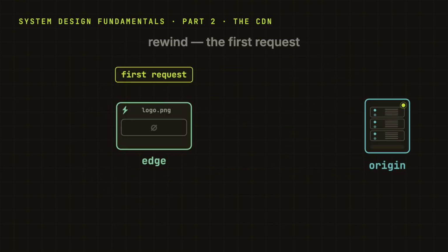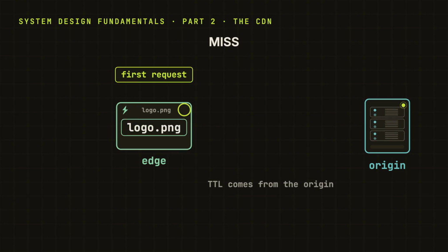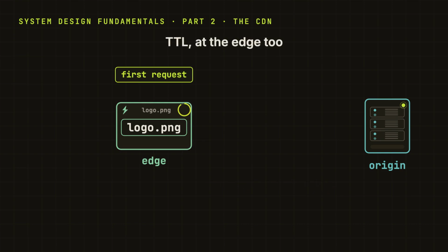And how does the content get to all those edge servers? The common way is called pull. The first time a user in a region requests an image, the nearby edge does not have it yet. A miss, so it fetches it once from your main server, which we call the origin, keeps a copy and serves it. Every user after that in that region gets the local copy, a hit, just like our cache, but spread across the globe. And it uses a TTL as well to decide how long to keep each copy before checking the origin again.